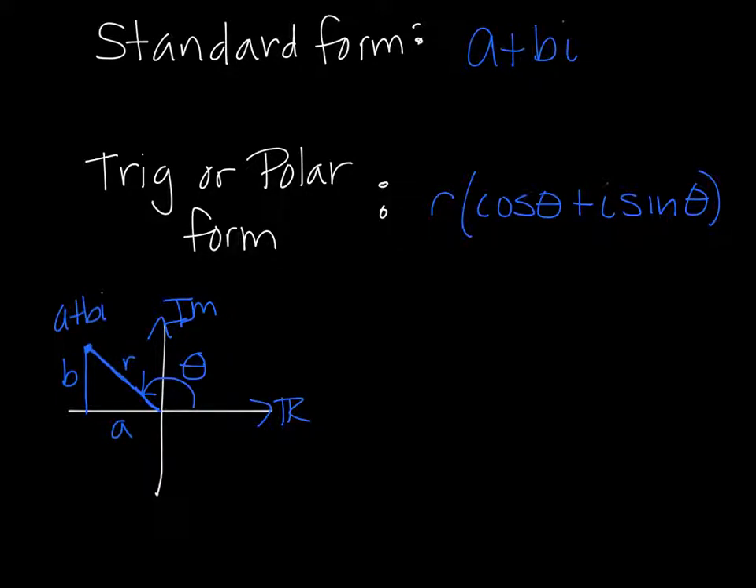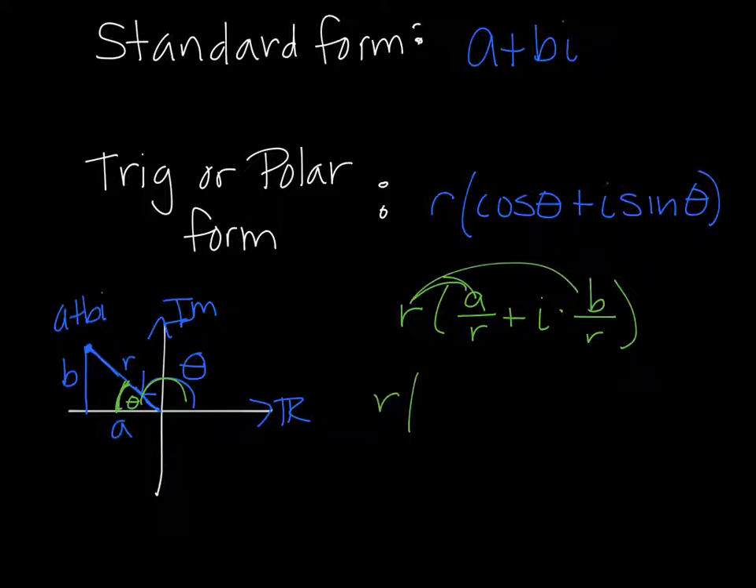Remember how when we look at our triangle here, we can look at this as being theta, even though this is really theta. We use this because this is the angle in the triangle that we're using to find sine and cosine. And so we have r times, now cosine of that angle is the adjacent over the hypotenuse, plus, and then we have i, and then we have sine. Sine is the opposite over the hypotenuse.